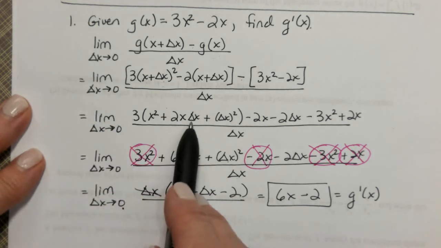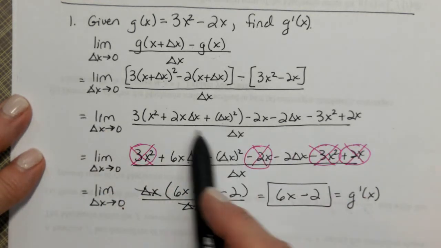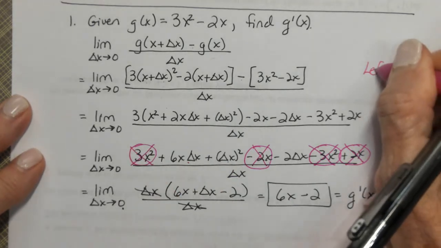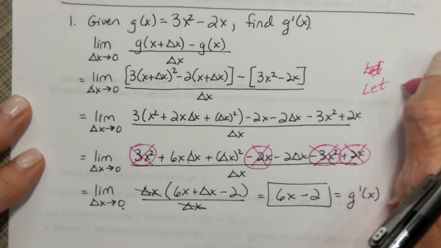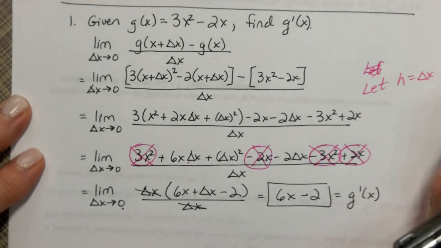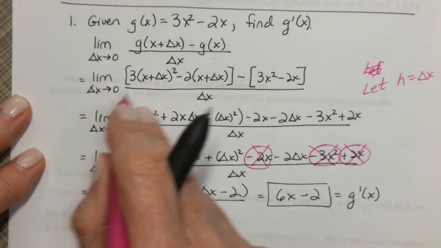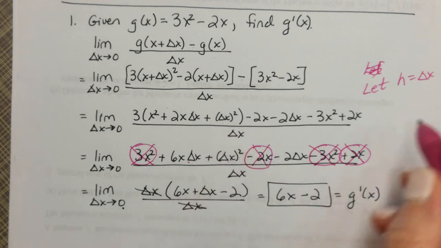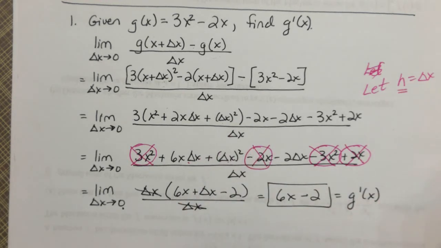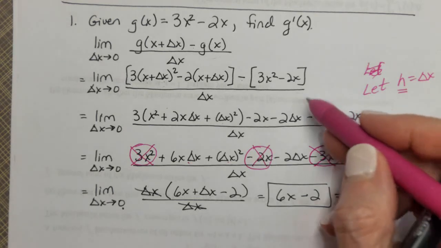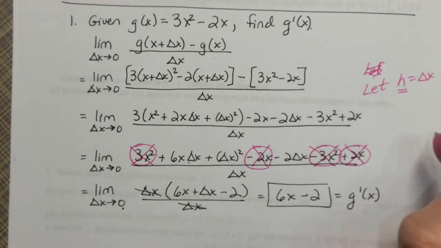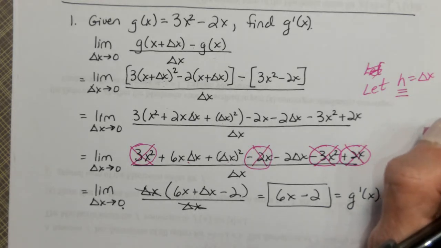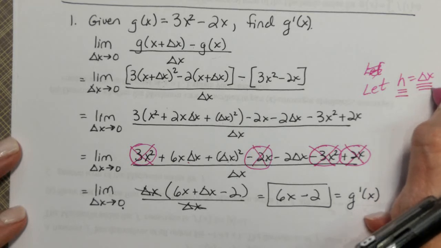Delta x gets a little cumbersome to keep writing, and so we oftentimes will let h be delta x, and then we can replace every delta x with h, and it just is less cumbersome. Okay, there's nothing magical about the letter h. We could let it be any letter we like, not an x, not a g in this case, but we could let it be any letter we like. It's just kind of conventional to let it be an h. So either an h or a delta x.